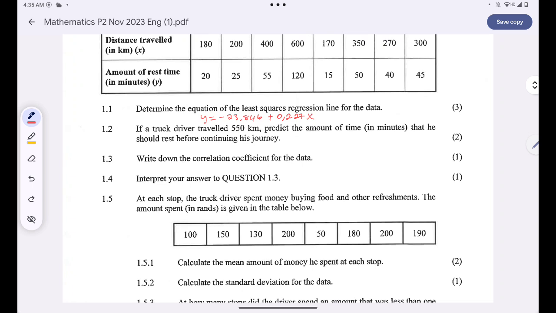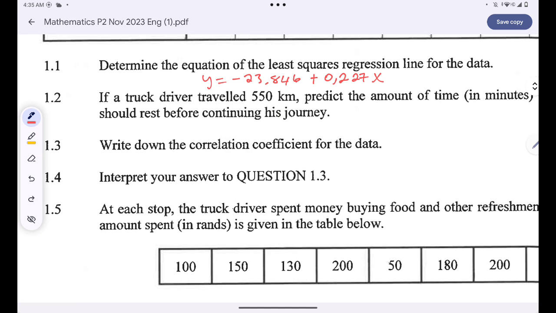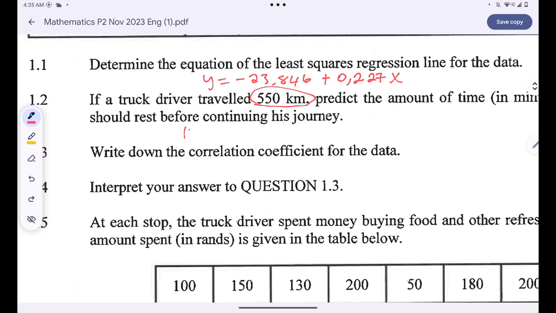I have 0.227. Whenever I see x, I'll just substitute the 550 there. Multiplied by 550 minus 23.846. So if the driver has traveled this amount of distance, the predicted amount of time that he will rest is equal to 101.004 minutes.